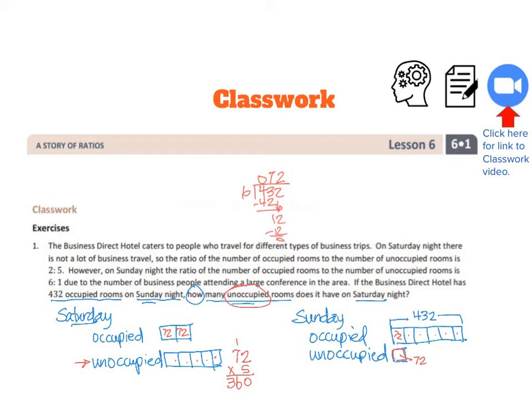So I'm going to write 360 unoccupied rooms and it was Saturday night. And I should really put in how many there are, would make my sentence complete. Okay. Check. Let's go to the next problem.